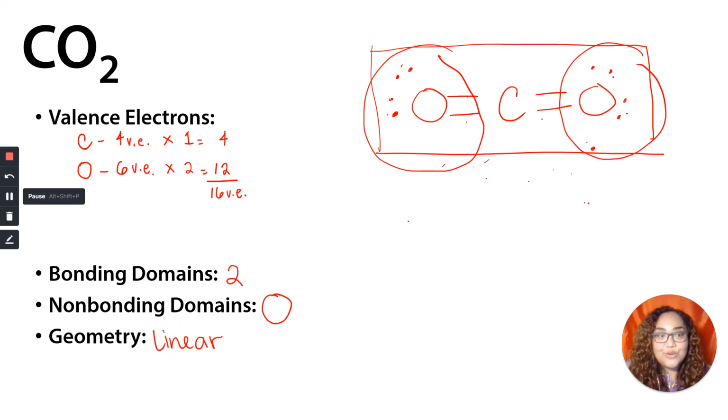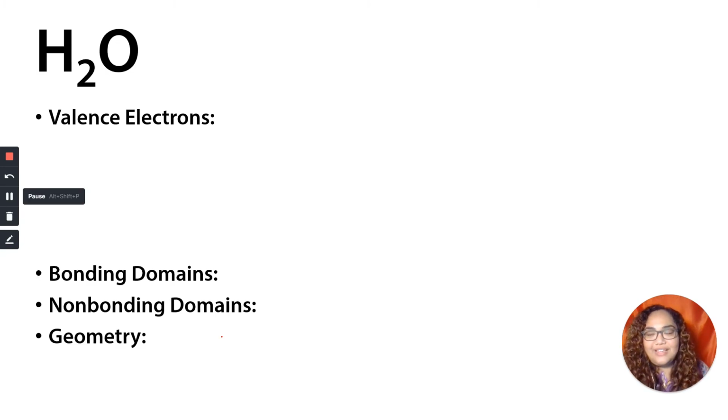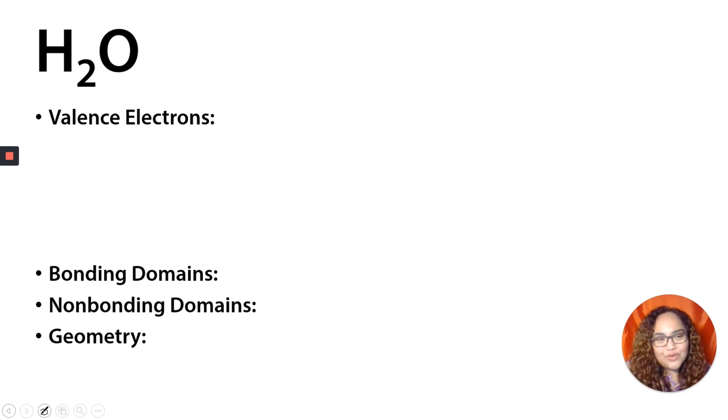Okay, so we're done with the first molecule. Now let's go to the second example that we have. The second example is H2O, which is a molecule that we're very much familiar with. That is hydrogen, dihydrogen oxide, or water.